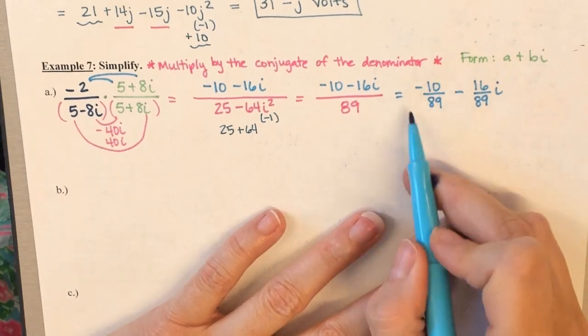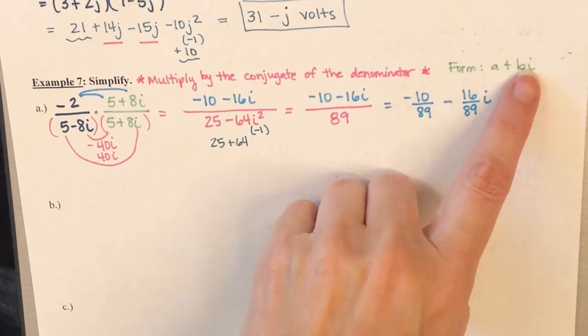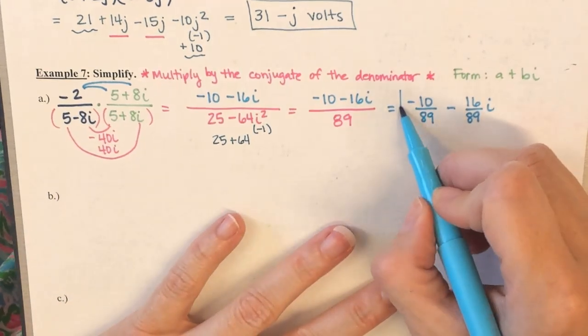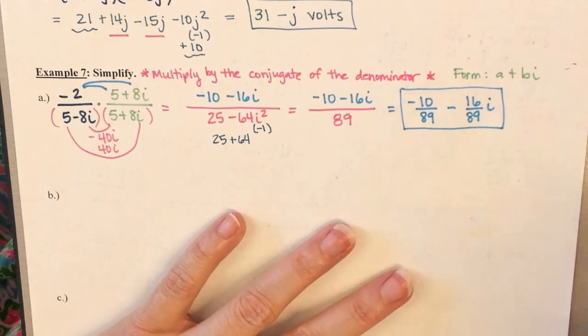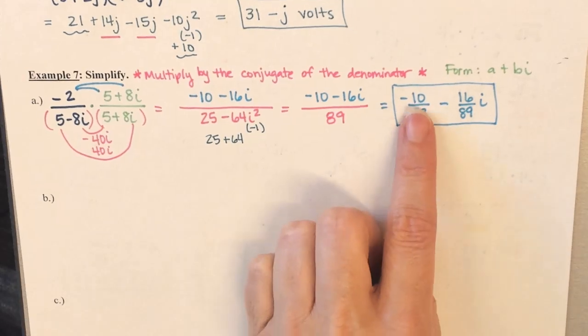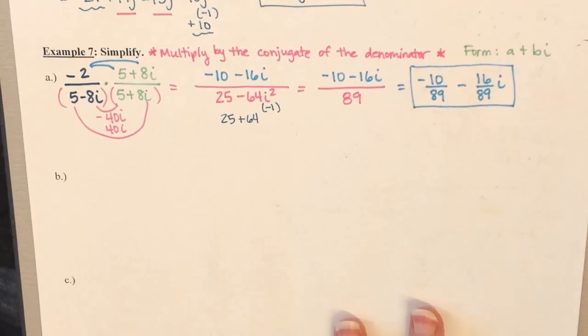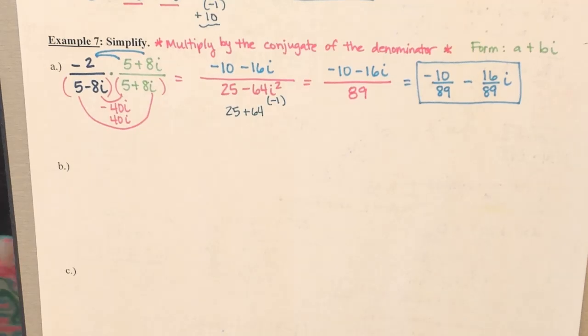Okay, so the A term is the real number. The B should be in front of the imaginary. And it should be in simplest form. If there's no number that goes into both the numerator and denominator, it's in simplest form. And you won't have your calculator, so you aren't going to write it as a decimal.